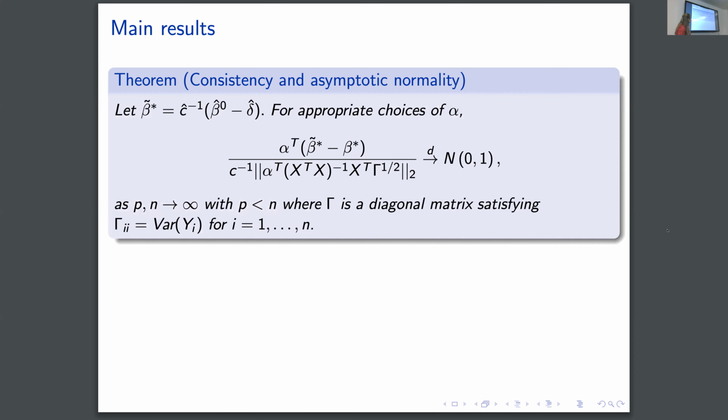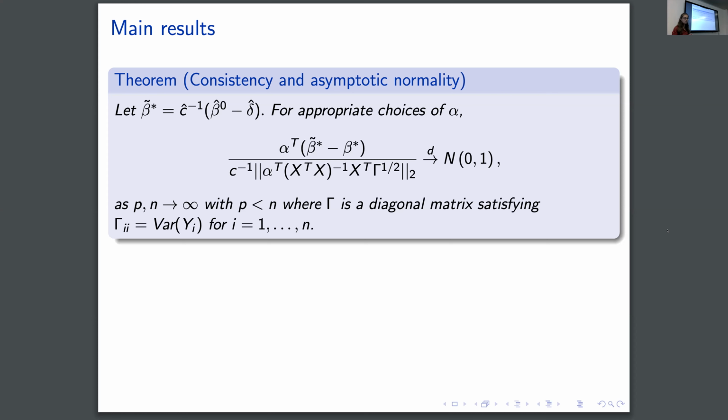Now we can look at how it behaves. The first result, which was our original aim, looks at the consistency and asymptotic normality of the individual entries of our vector. It says that for appropriate choices of alpha, and don't worry too much about that, except that taking alpha as one of the standard basis vectors works fine, so alpha just picks out one of the entries of our vector, if you take alpha transpose beta tilde star, our estimator, minus beta star, the true value, you get an asymptotically normally distributed statistic that's centered and has this standard deviation.